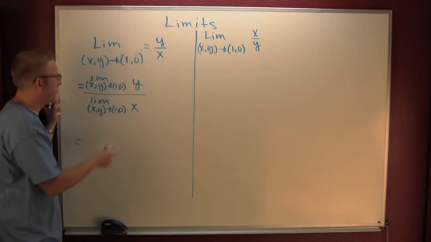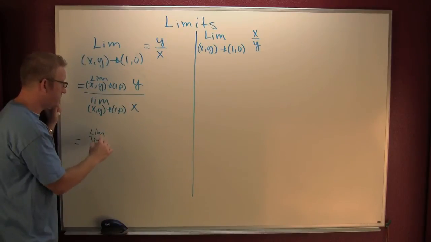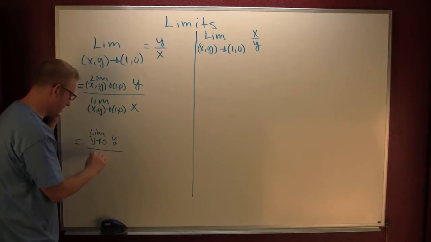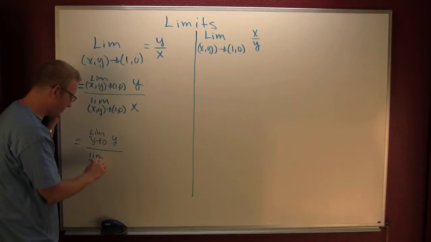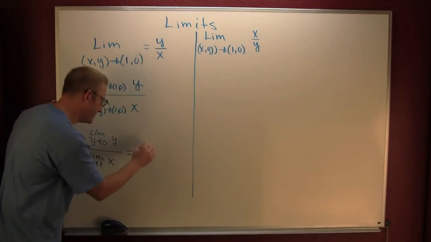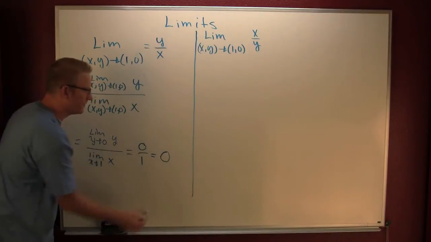Because this is a function only of y, my limit can be changed as the limit y goes to 0 of y divided by limit as x goes to 1 of x. Yeah, a little more than we need, because we still get 0 over 1. And what's that guy? 0, for sure.